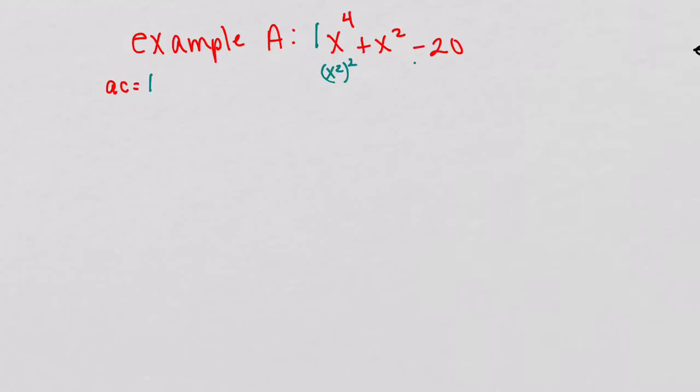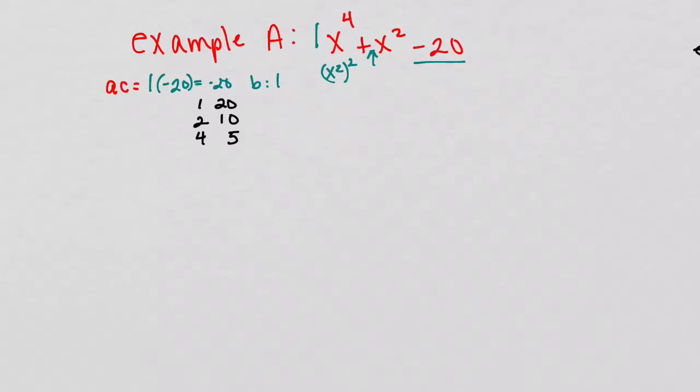The C is the constant, so negative 20 is the constant. So I would say 1 times negative 20, and that's equal to negative 20. Then I'm looking for factors of negative 20 that would add up to my B value, and in this case the B value is 1 because it's coming from this part right here. So, factors of negative 20 that add up to 1.